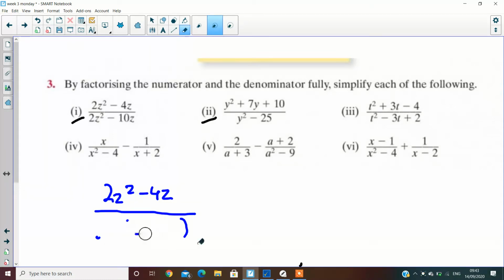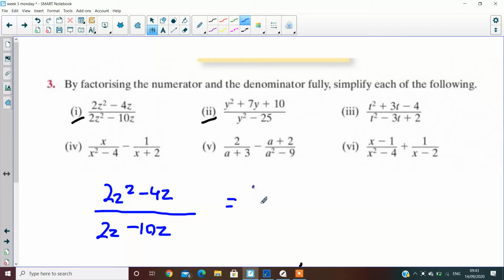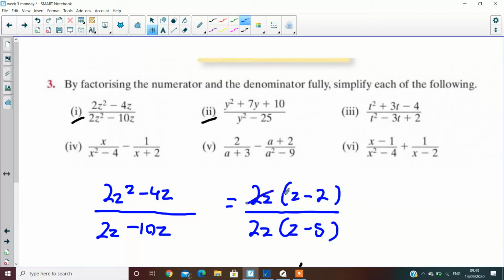What you're looking to do is factorize out what they have in common. So this one should be 2z minus 10z. Take out 2z's top and bottom. You end up with 2z into z minus 2. And on the bottom you should end up with 2z into z minus 5. And your answer should be z minus 2 over z minus 5. Everybody go with that?